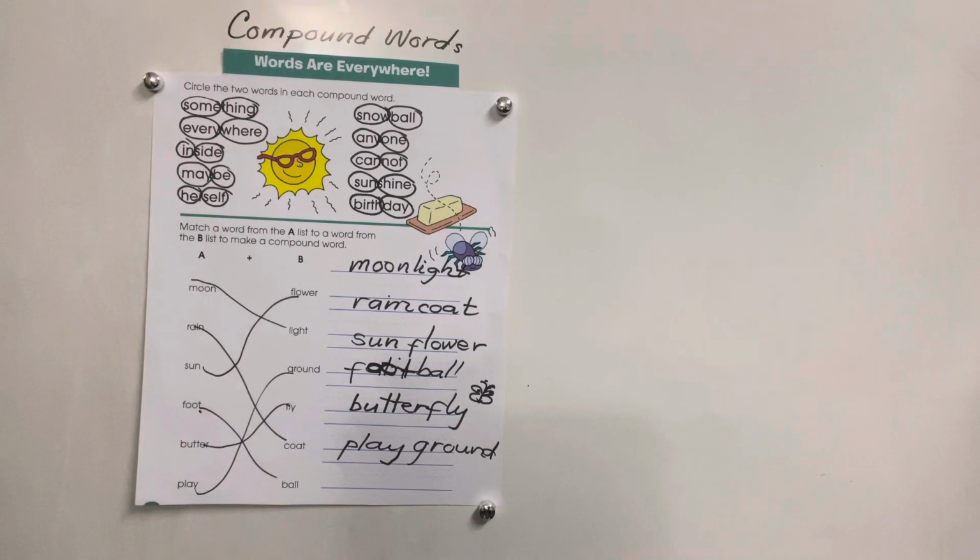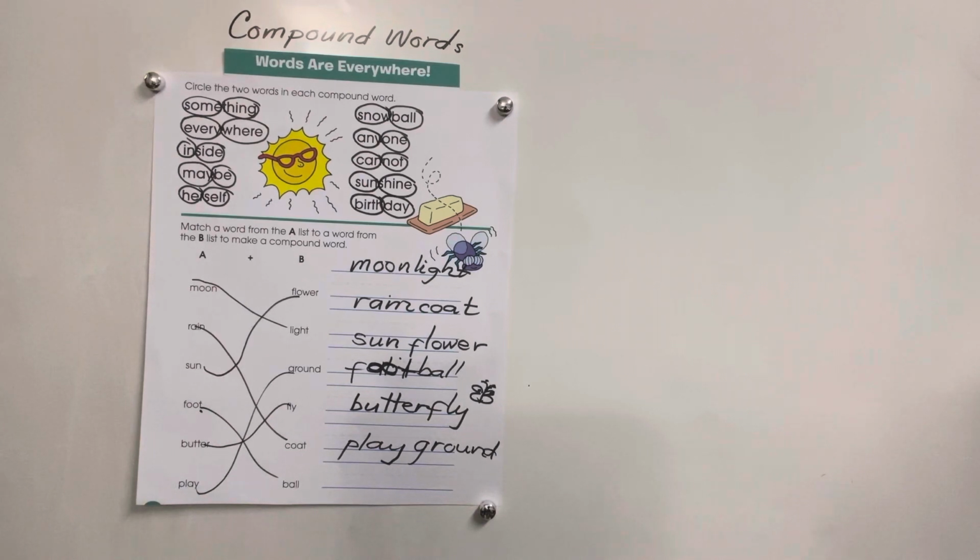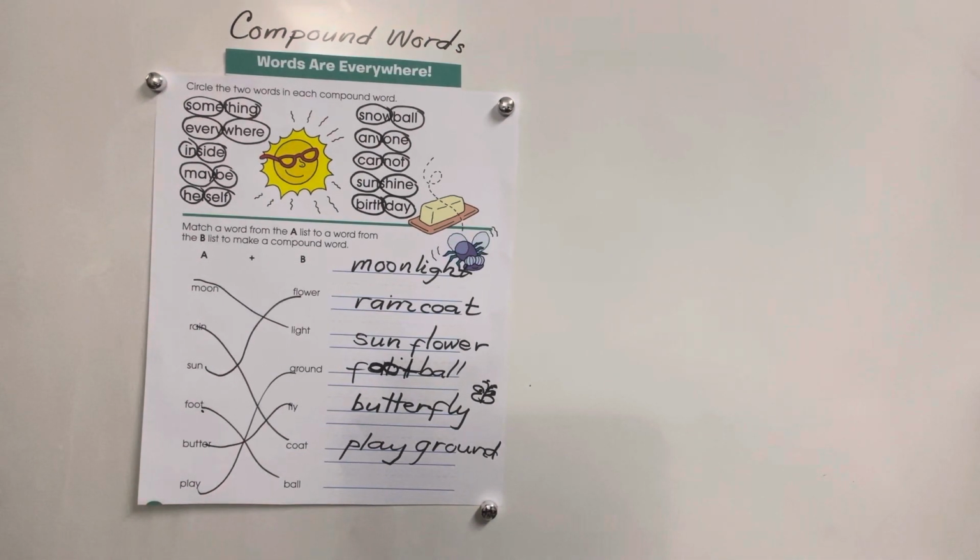Now, do you understand what a compound word is? So what is a compound word? Two words connect together to make a new word, right? Sometimes it changes the meaning. It doesn't come only from the two words joined together. For example, butterfly. Butter we eat, and fly is a fly, and butterfly becomes another insect, right? Very good. Now you understand how to do it? Let's do the worksheet.